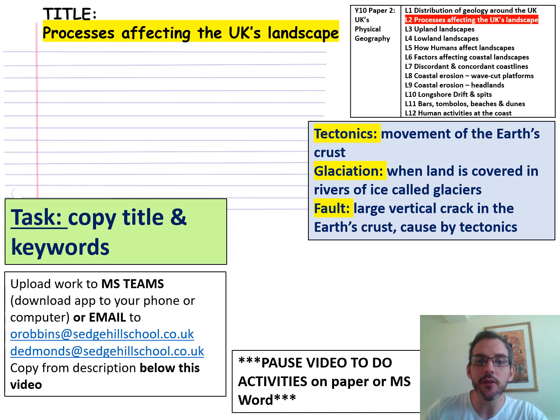Y10. This is lesson 2 in our sequence of 12 lessons on the physical landscapes of the UK as part of paper 2. So what I'd like you to do, please, is to firstly write today's title, which is The Processes Affecting the UK's Landscape.